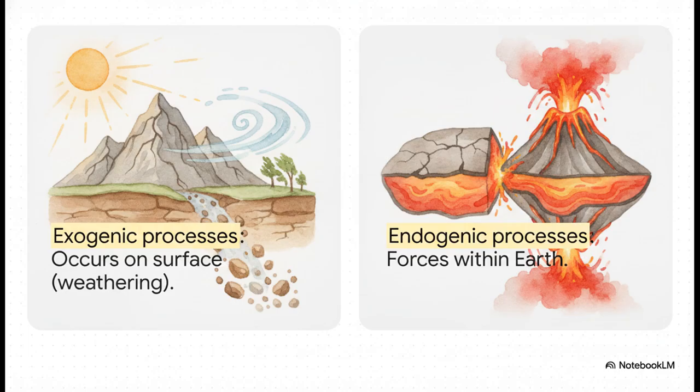Exogenic processes happen right out on the Earth's surface, driven by outside energy, mostly from the sun and gravity. This includes things like weathering, where temperature changes and rainwater break down rocks, erosion by wind and ocean waves, and mass depletion, like landslides. On the flip side, endogenic processes are caused by immense forces deep within the Earth.